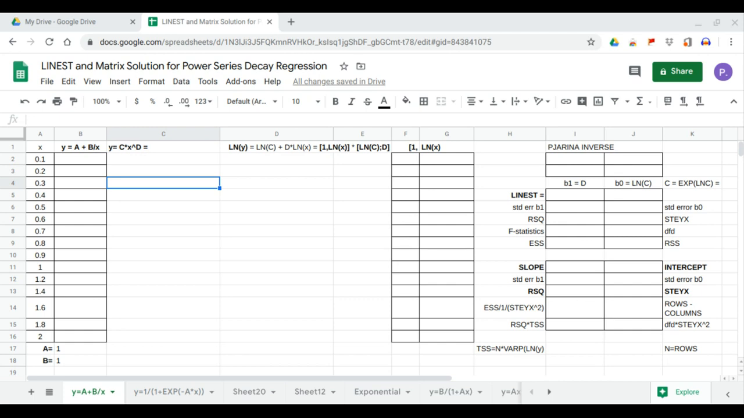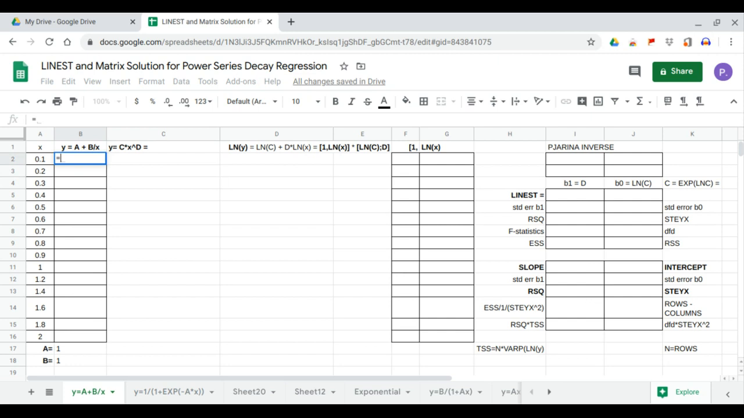So in this video, we'll use LINEST and matrix solution for power series decay regression. We'll generate a dataset from this equation where the value of A is 1 and the value of B is also 1. And the value of X will range from 0.1 to 2. So let's generate this equation.